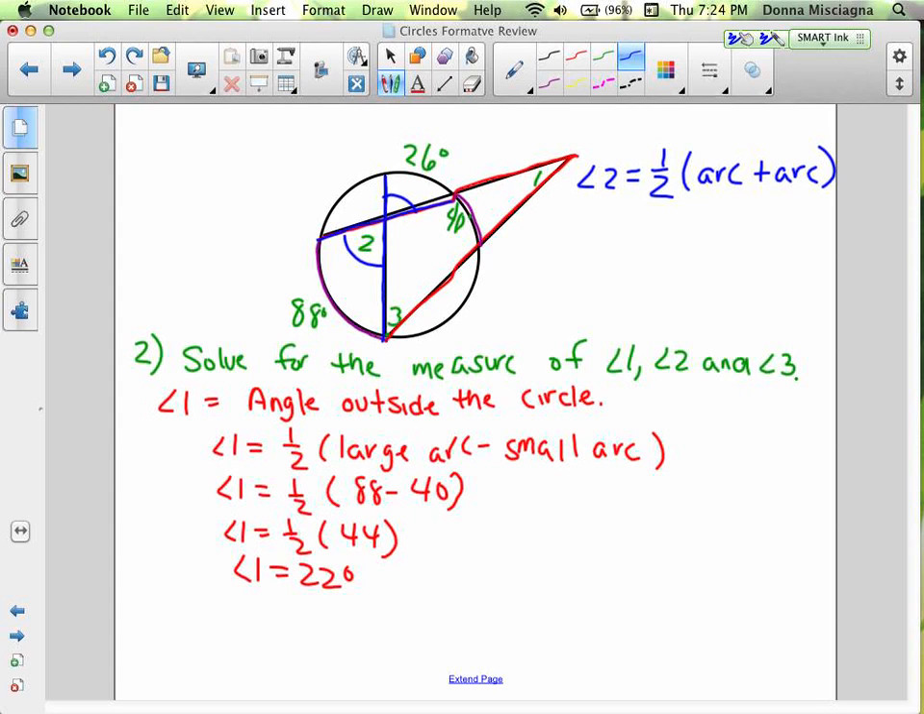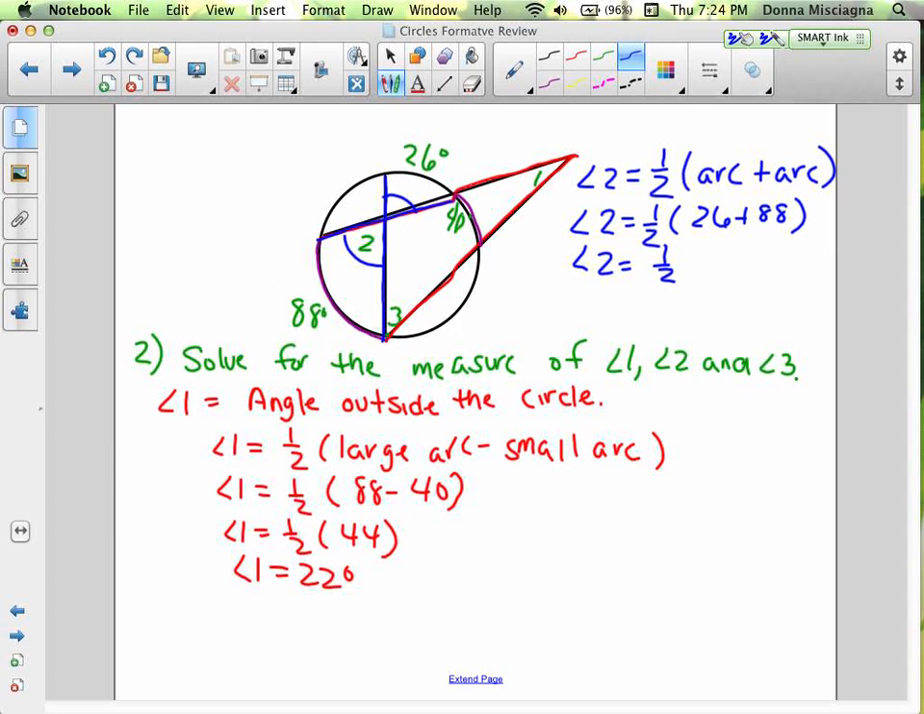Right? So angle 2 is not as big as 88 degrees. It's not as small as 26 degrees. It's right in the middle. So we need to take the average. So angle 2 is equal to 1/2 of 26 plus 88. So that means that angle 2 is 1/2.